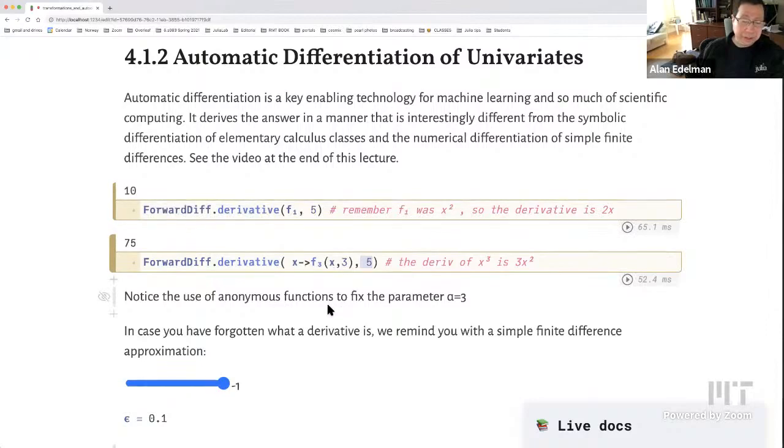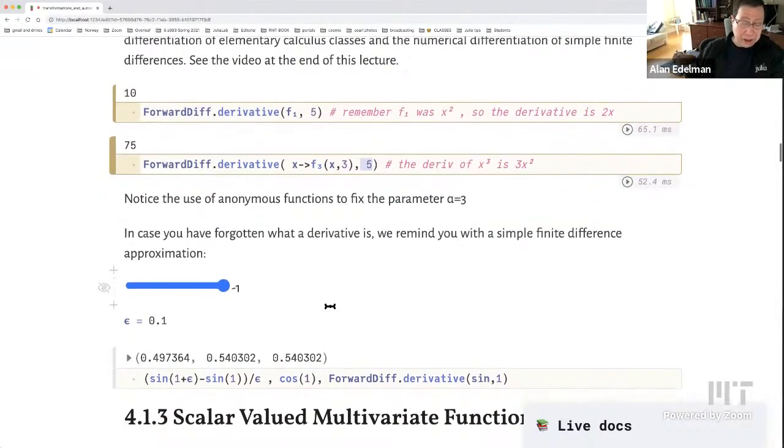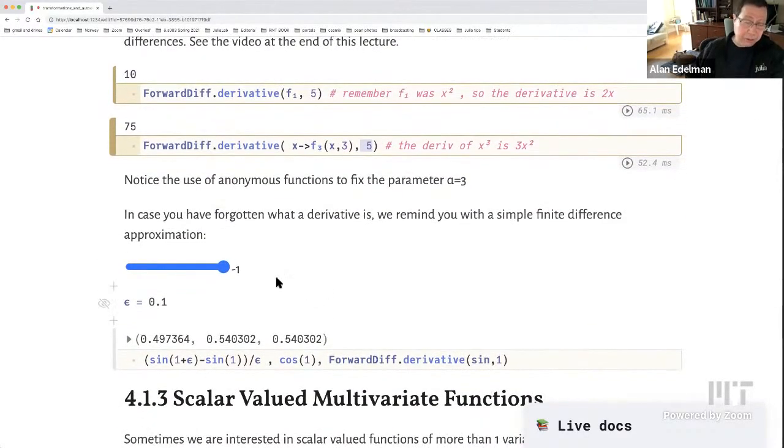it happens. Okay, and I decided to do a numerical differentiation with finite differences just to show you. I've got a little epsilon. So here, in case you never knew what a derivative was, this is how it would be done in a math class.